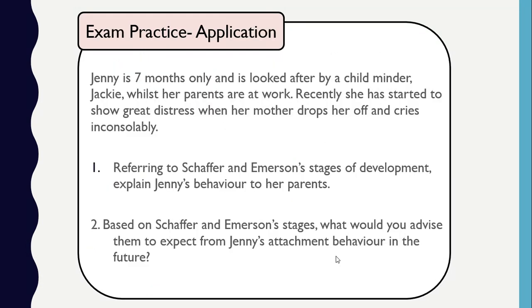This is an exam question that came up quite a while ago. So Jenny is 7 months and is looked after by a childminder while her parents are at work. Recently, she started to show great distress when her mother drops her off. Referring to Schaefer and Emerson's stages of development, explain Jenny's behaviour. So you can argue that she's in stage 3, so she has a specific or a discriminate attachment. She's showing separation anxiety when her mother leaves her. Question 2, what would you advise them to expect from Jenny's attachment behaviour in the future? Well, Jenny would move on to stage 4, which is multiple attachments, where she should appear less anxious when her mother drops her off. So questions like this are quite common.